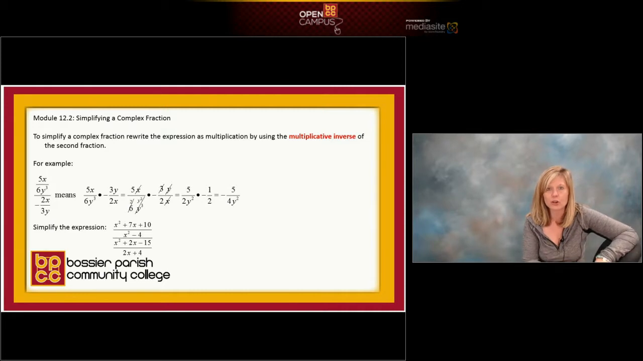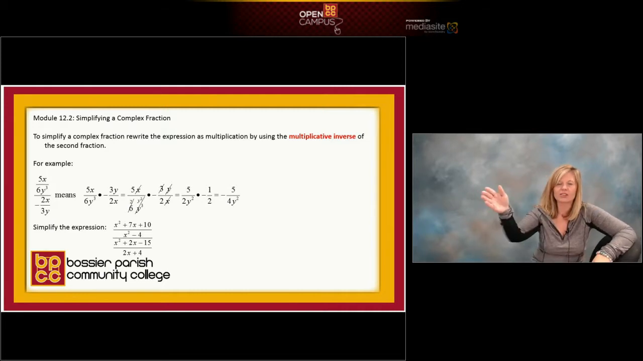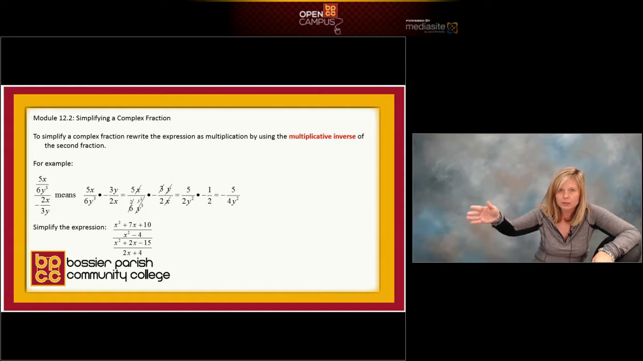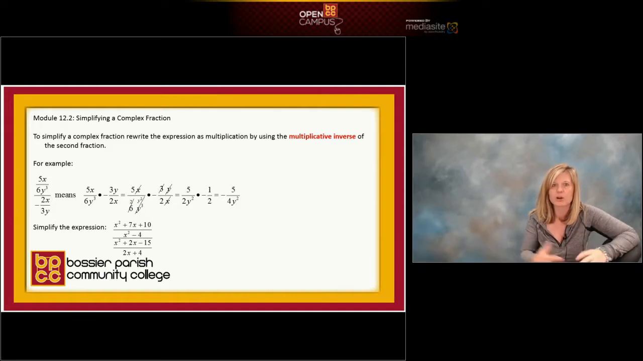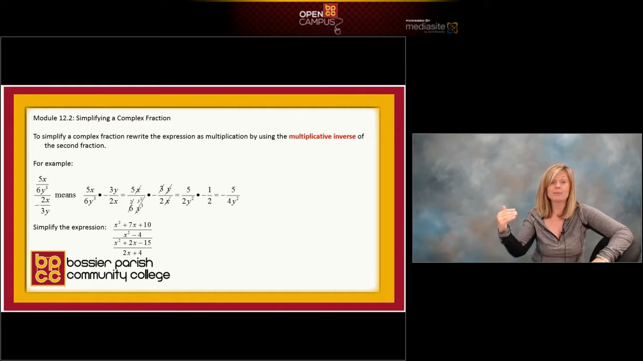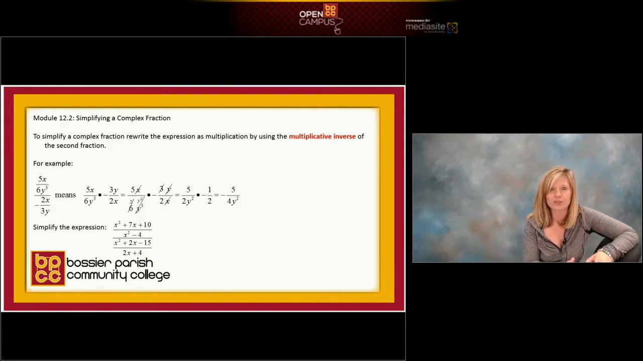So the first thing you're going to do is rewrite it horizontally, left to right, like you're used to seeing the expression. So the way you write it left to right is the way you read it. So you write the first fraction, 5x over 6y cubed. Okay? You would write divided by negative 2x over 3y. So you know a complex fraction is always going to be connected by division.